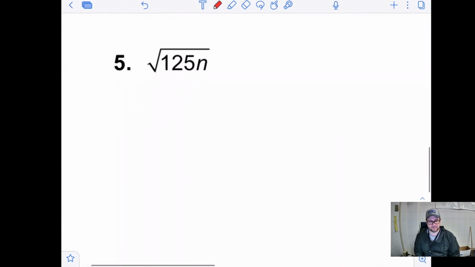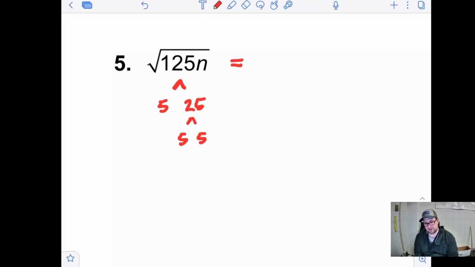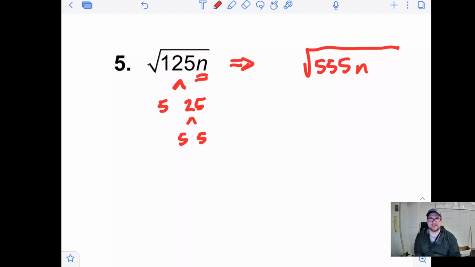Here's another one. Number 5. 125n. Here's how we're going to go about it. We're going to have 5 and 25. We're going to have 5 and 5 breaking off of there. So when I rewrite this again, I don't even worry about the n right now. I'm going to have my square root of 5, 5, 5. And then I do have that 1 n that is in there as well.